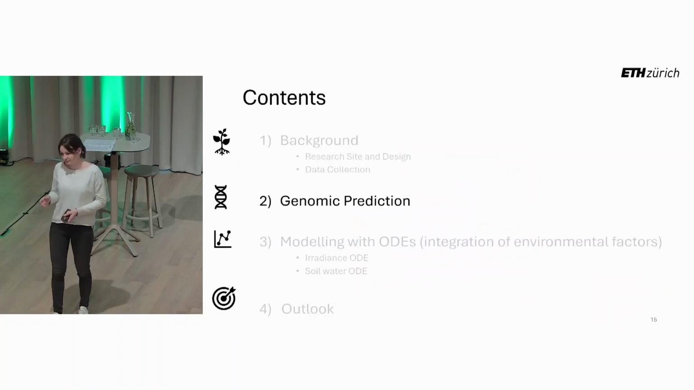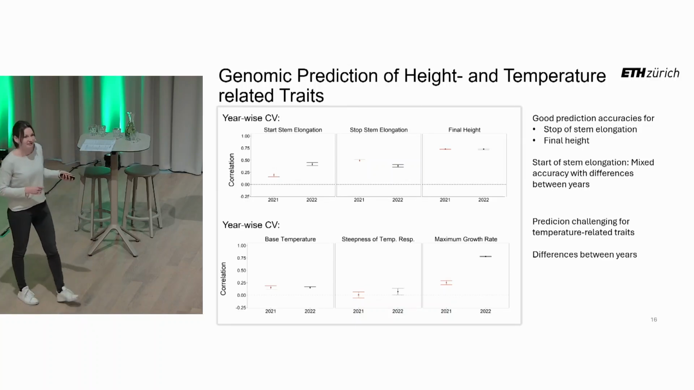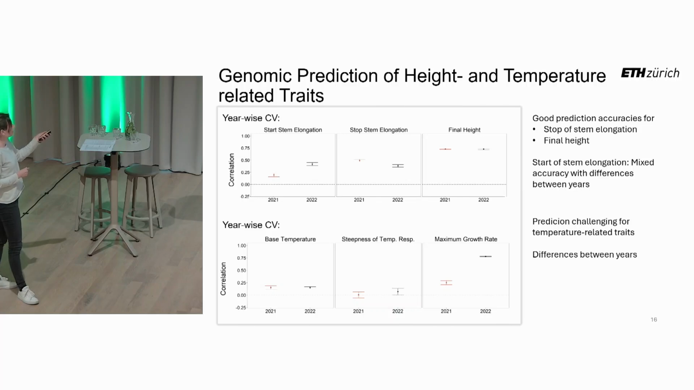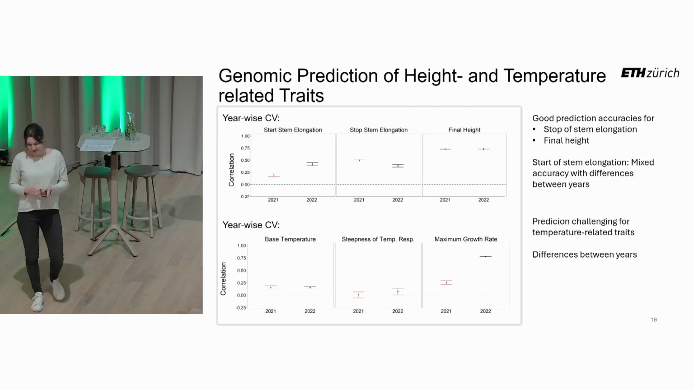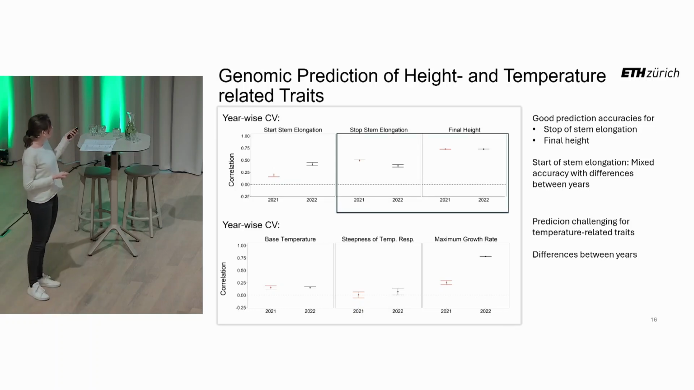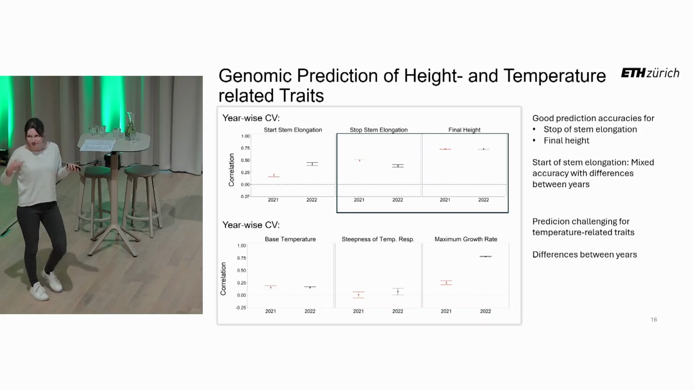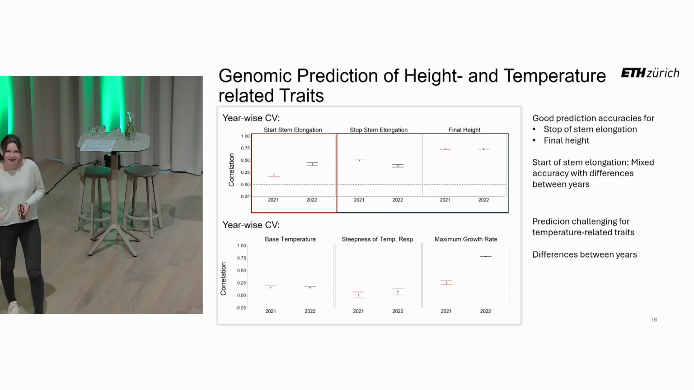So for this, we did a 10 times 5-fold repeated cross-validation, and on top you can see the height-related traits, start and stop of stem elongation, final height, and on the bottom, the temperature response parameters. You can see we got some intermediate to high prediction accuracies in the 10 times repeated 5-fold cross-validation. But for the start of stem elongation, it was quite challenging, as you can see here, and we have differences between the 2 years.